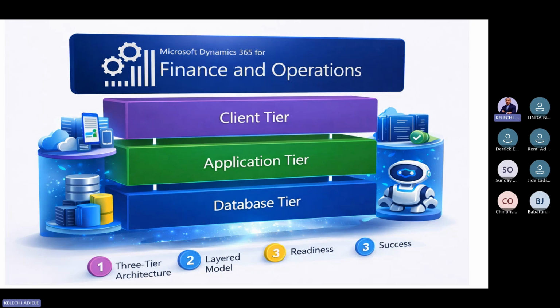So when you want to provision the environment for users to use in finance and operations, there are three different layers. When you pick that application, finance and operations, and once the provisioning is done in lifecycle services, it provides these three different layers. One is the client layer. The second is the application tier, or what we call the application tier. Then the third is the database tier. So Microsoft Dynamics D365 has these three layers.